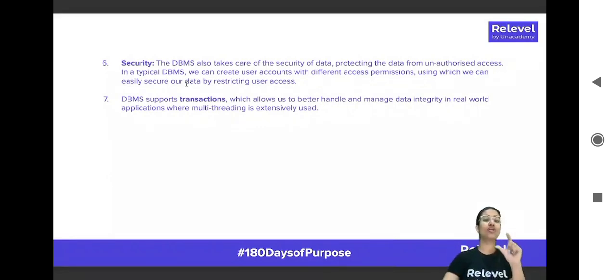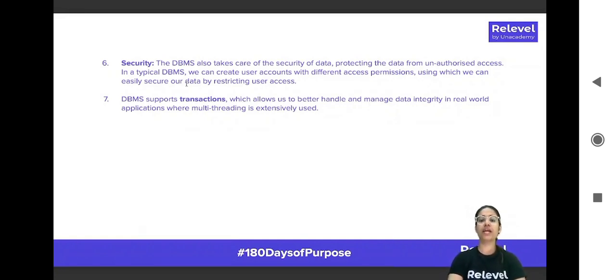So based on user access, by restricting the user access, we secure our data. We only give the relevant access to the data to the people who are actually required to do something on it. Okay? And the last point over here is that database management systems support transactions.